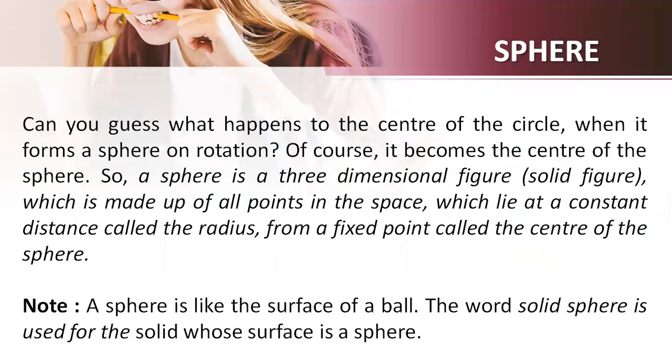Now, can you guess what happens to the center of the circle when it forms a sphere on rotation? Of course, it becomes the center of the sphere. So, a sphere is a three-dimensional figure, that is, a solid figure, which is made up of all points which lie at a constant distance called the radius from a fixed point called the center of the sphere. So here we have to make a note that a sphere is like the surface of a ball. The word solid sphere is used for solids whose surface is a sphere.